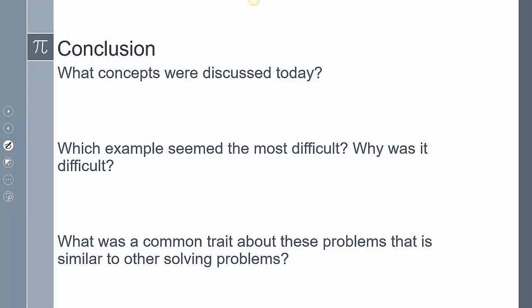Now, go back through and take a look at these different examples. Which examples seemed the most difficult, and why did it seem difficult? What about it seemed kind of weird or daunting, or was there a step where you couldn't take that next step forward? And what was a common trait about these problems that is similar to the other solving problems? Were there some things that were similar to other ways that we've solved in the past? I just want to hear from you.